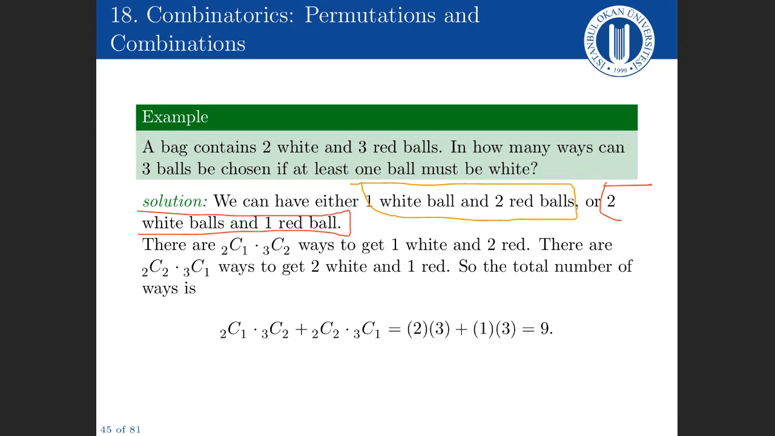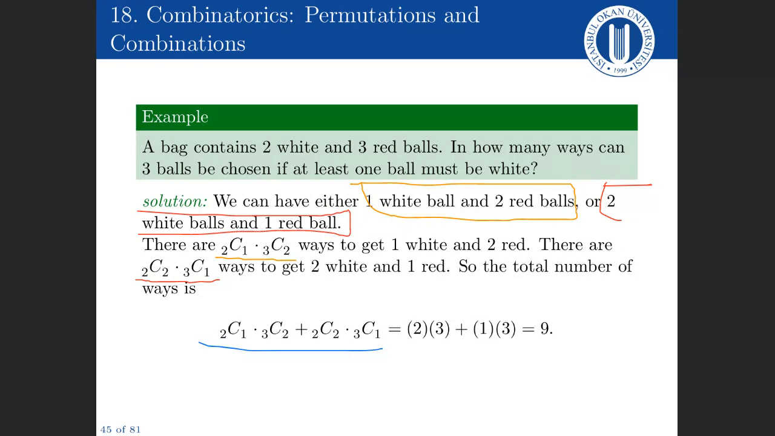For the first type, getting 1 white ball and 2 red balls, that's 2 choose 1 white ball and 3 choose 2 red balls. For the second type, 2 choose 2 white balls and 3 choose 1 ways to get a red ball. Add these together to get our answer.